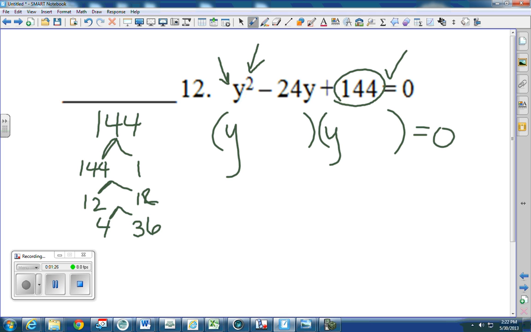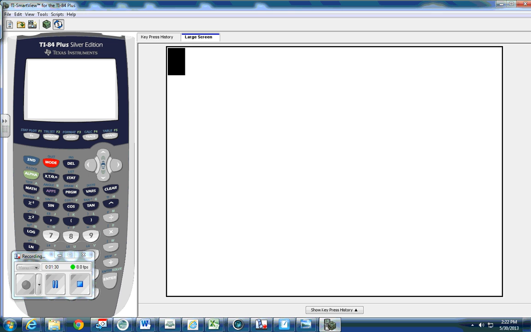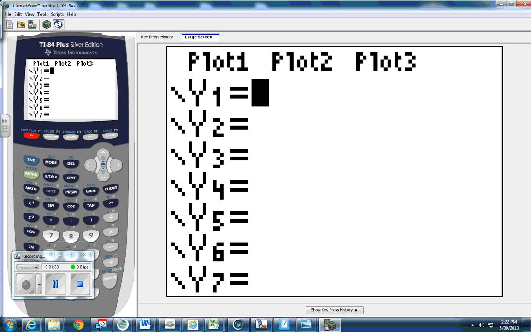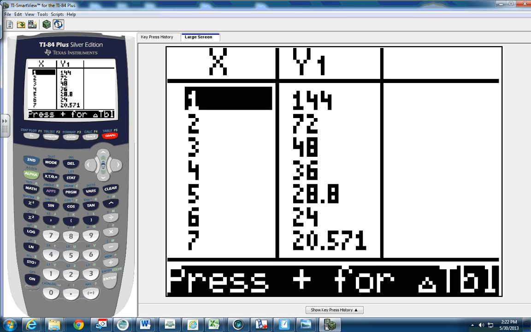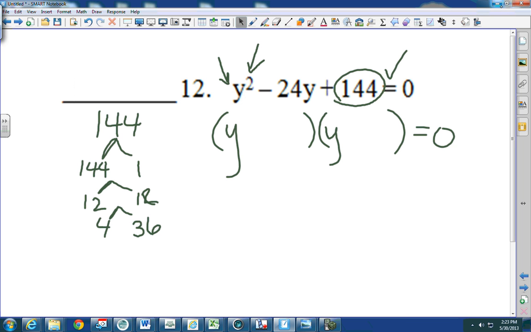If you're having trouble thinking of the factors of a number, you can always go to your graphing calculator. You can go to y equals, and you can put the number divided by x to see what numbers divide into 144. I'm going to go to my table and press second graph, and now I can see all the factors of 144. I've got 1 and 144, 2 and 72, 3 and 48, 4 and 36. You get the idea. So if you're having trouble coming up with factors, definitely use your graphing calculator to help.